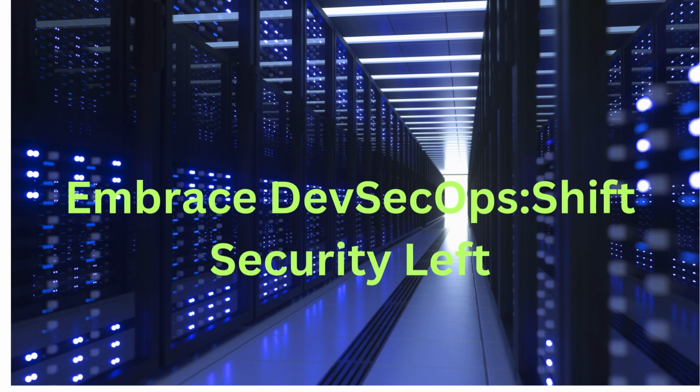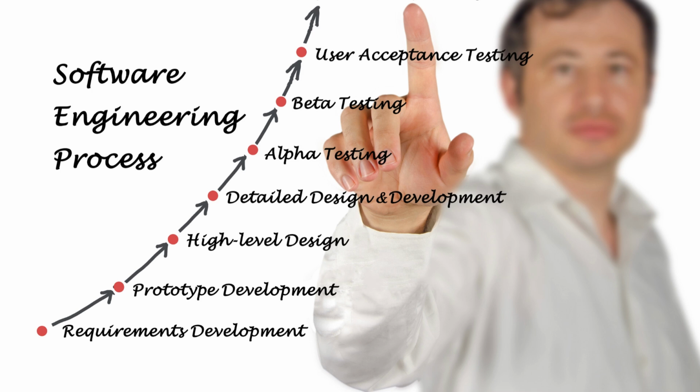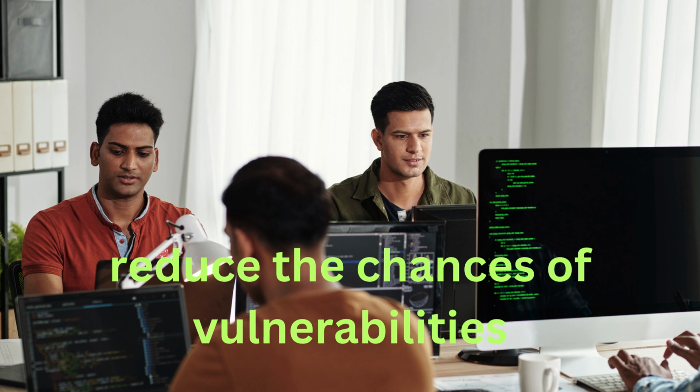So first is embrace DevSecOps. It is also known as shift security left. The concept of DevSecOps means integrating security into the early stages of the software development lifecycle. Instead of treating security as an afterthought, developers are responsible for writing secure code, and automation helps ensure security checks happen continuously. By shifting left, you reduce the chances of vulnerabilities making it into production.